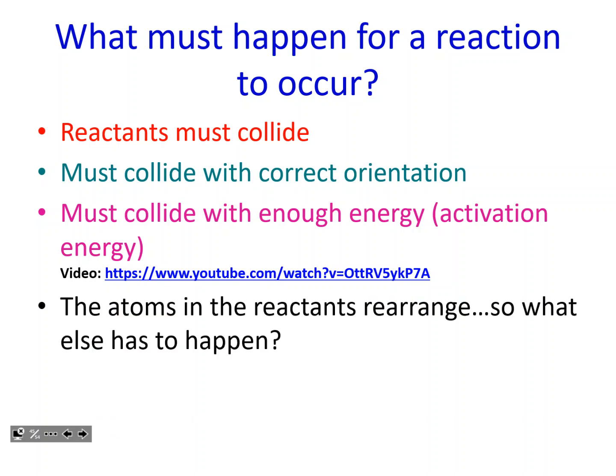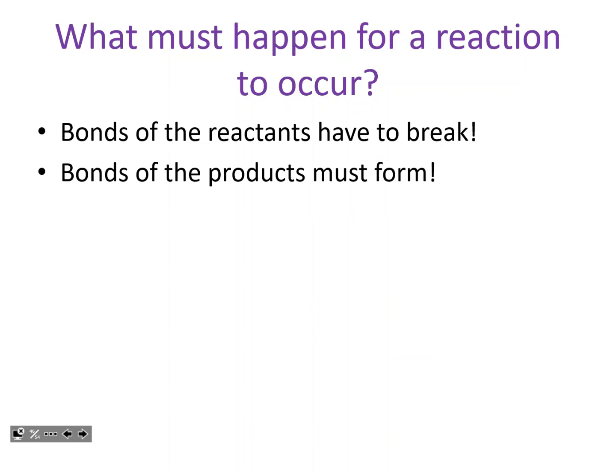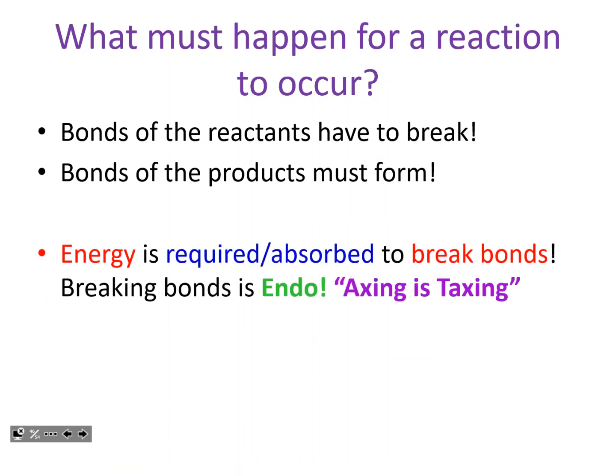All right, so the atoms in the reactants break and they're going to rearrange. So in this process of the chemical reaction, we have 2 things occurring. Let's review those and then we'll call it a day. All right, bonds have to break. Bonds have to form. So in reactants, the bonds break. In products, the bonds form.